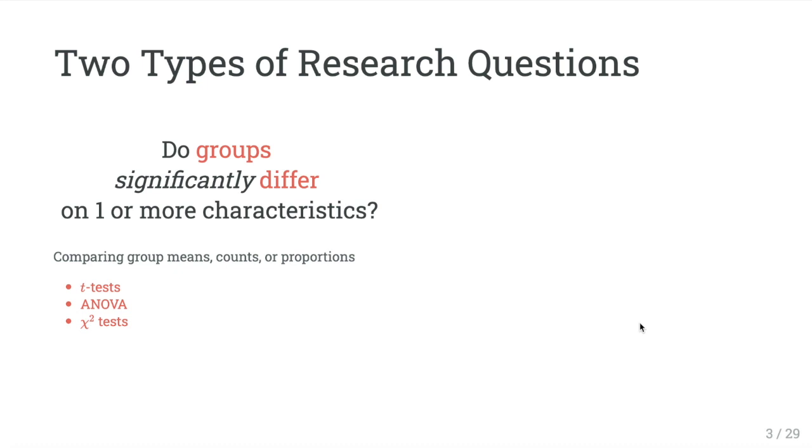So there's really two types of research questions when it comes to stats. One is, do groups significantly differ on one or more characteristics? These are going to be done using t-tests, ANOVA, chi-square tests. This is just asking, do these groups differ on something? Maybe it's some outcome or some attribute of those students or those individuals. So do groups significantly differ?